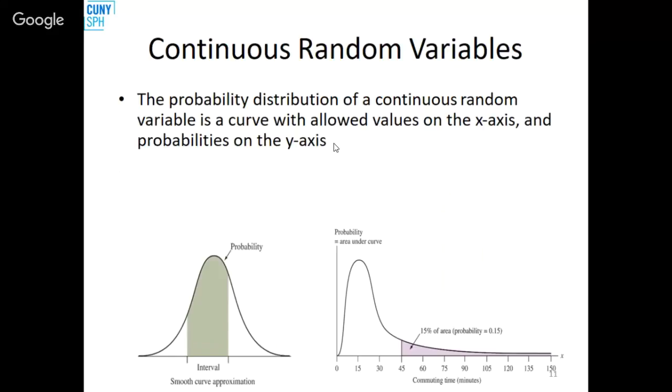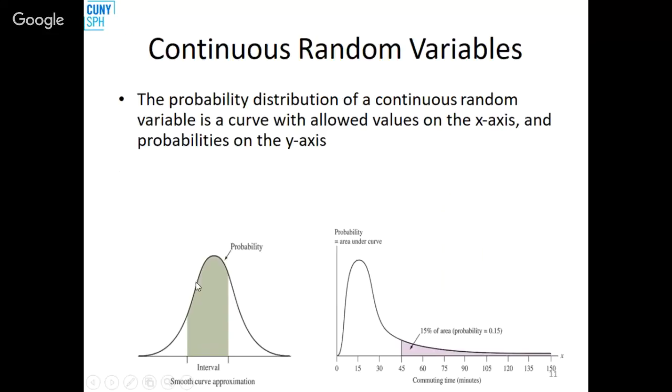So let's talk about continuous random variables to start out with. And what is the probability of a continuous random variable? If we visualize it, it's a curve with all of the allowed values of that random variable on the x-axis and the probabilities of each of those on the y-axis. So here's a couple examples of a fairly symmetric looking bell-shaped, maybe normal distribution here, and of a skewed distribution here.